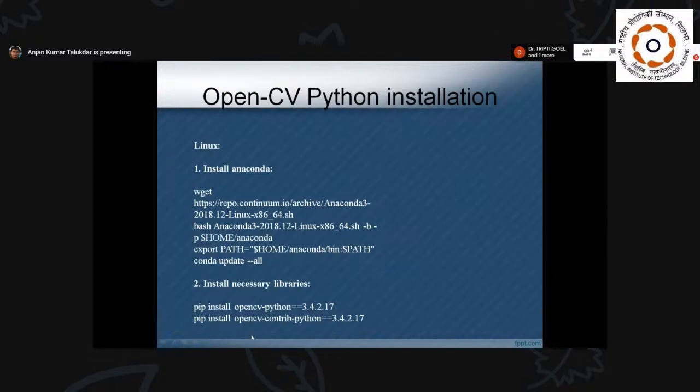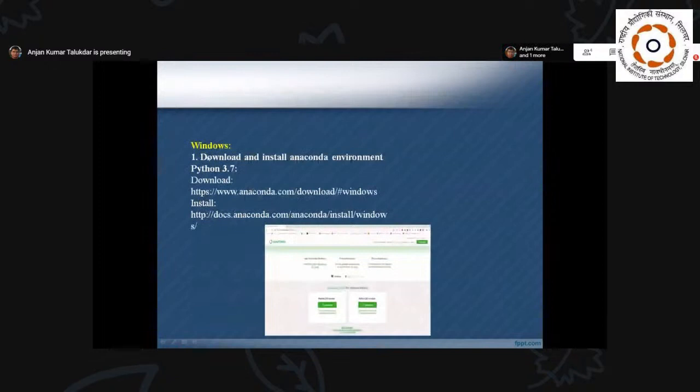I'll show you how to do that. In the case of Windows, download and install the Anaconda environment and Python 3.7. From the Anaconda website, you can download it.